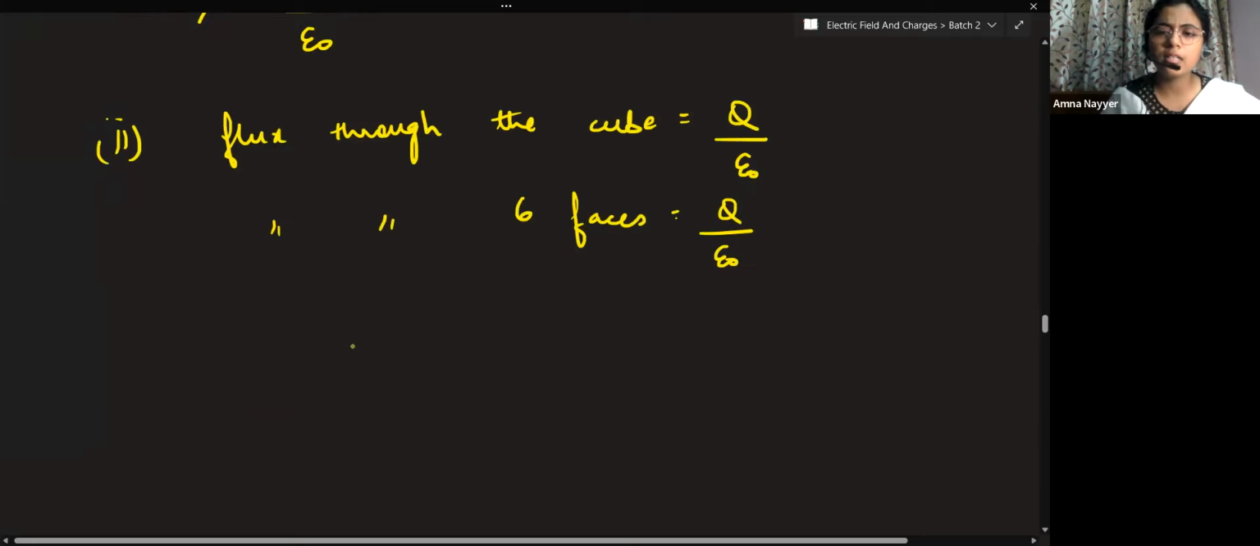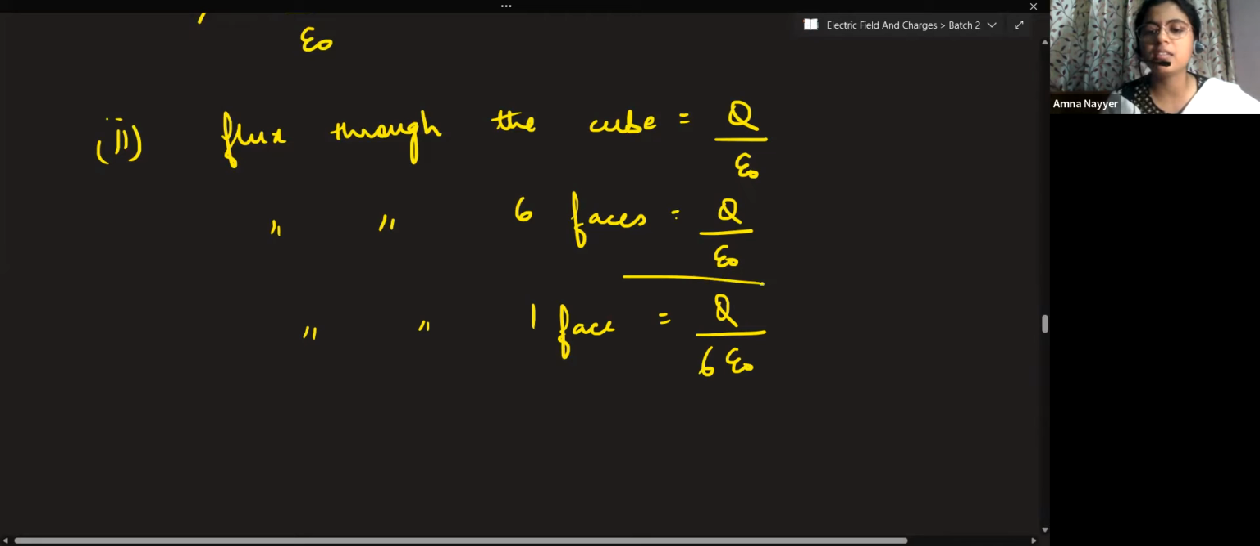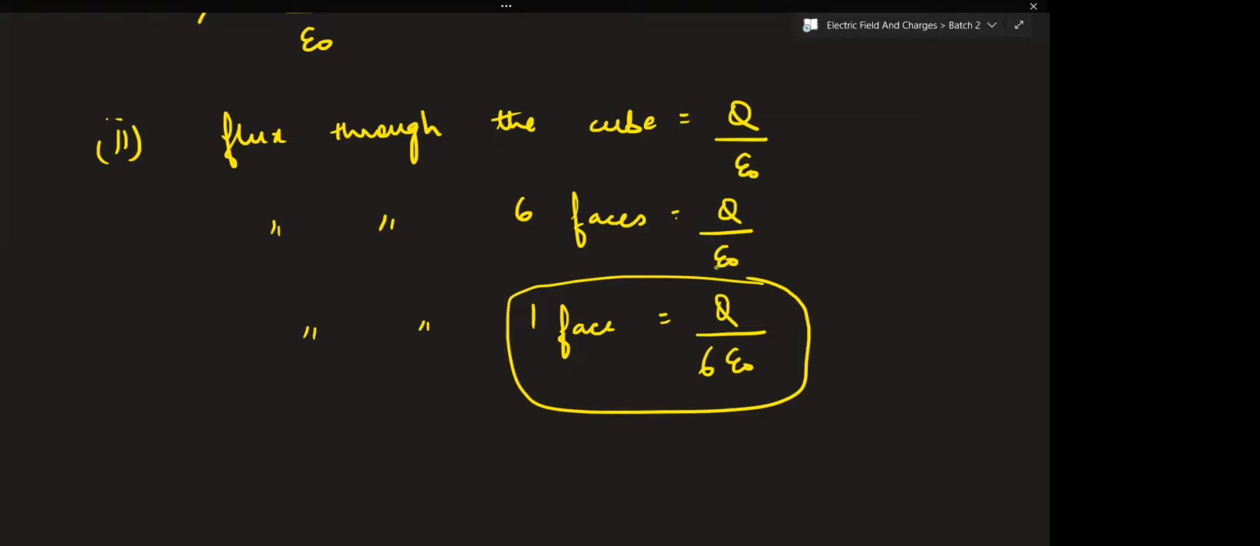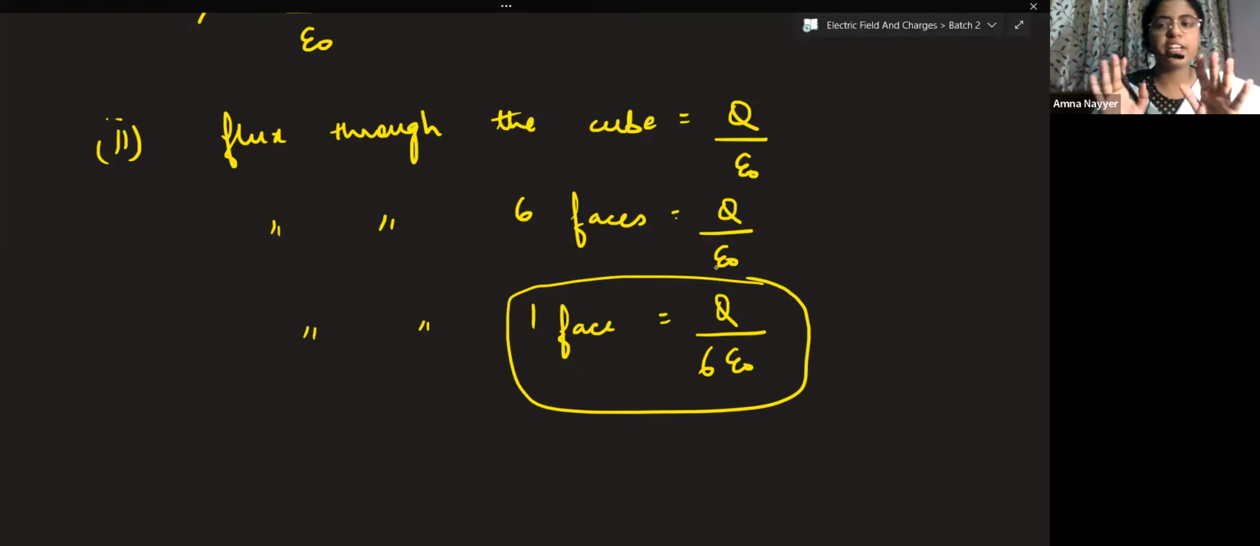Just apply the unitary method. For 6 faces, you have this value. For one face, what will it be? Q by epsilon naught divided by 6. So the total flux through the cube for one face will be Q divided by 6 epsilon naught. Is it clear? Through the whole cube, it is Q by epsilon naught. It means through 6 faces, it is Q by epsilon naught. So through one face, by the unitary method, it will be Q divided by 6 epsilon naught.